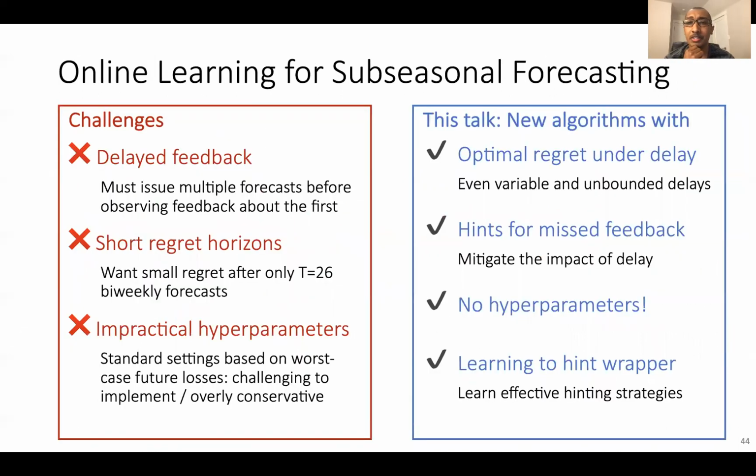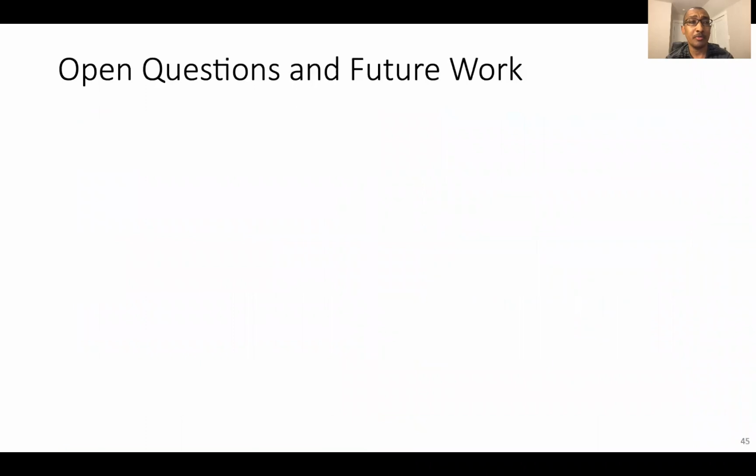So let's summarize what we've accomplished. I've introduced these 3 new algorithms, Dorm plus and AdaHedgeD, that have optimal regret under delay, that incorporate hints for missed feedback to mitigate the impact that we saw from delay, that have no hyperparameters to tune, and that can be used in combination with this learning to hint wrapper to learn effective hinting strategies. I thought I would leave you with a few open questions and ideas for future work.